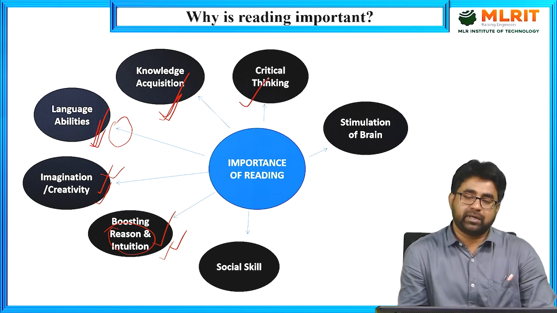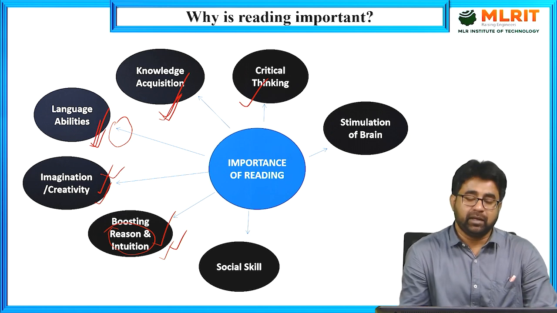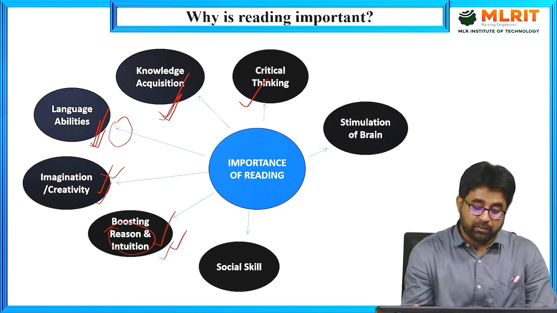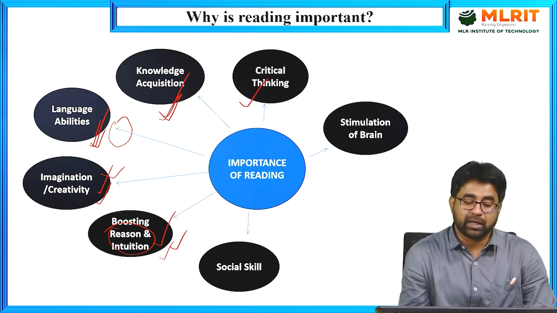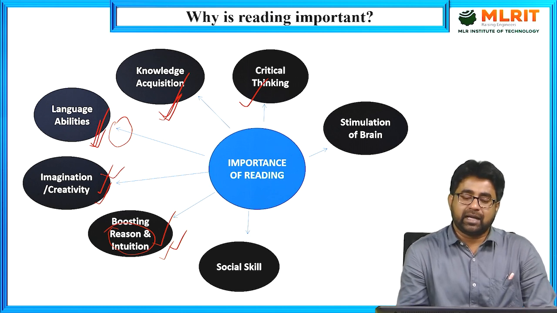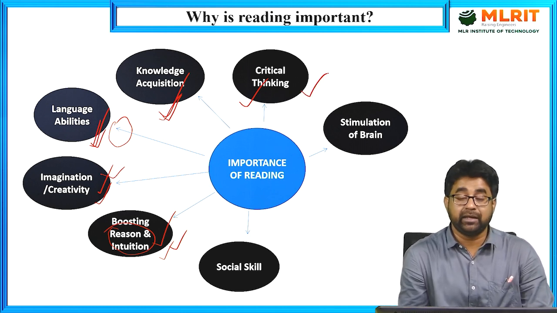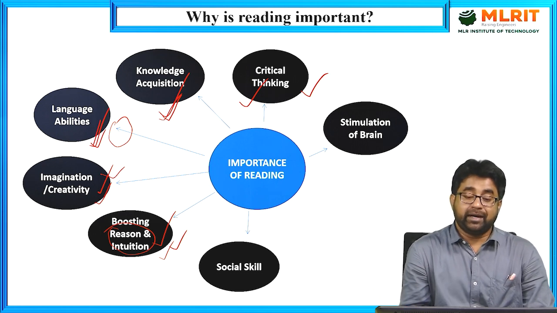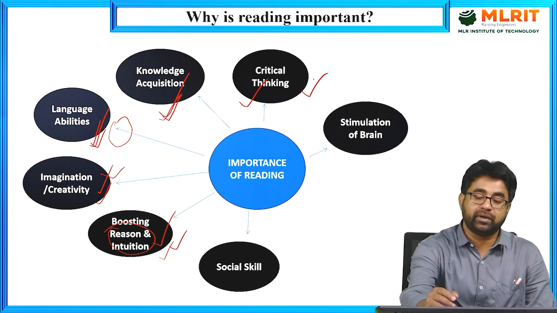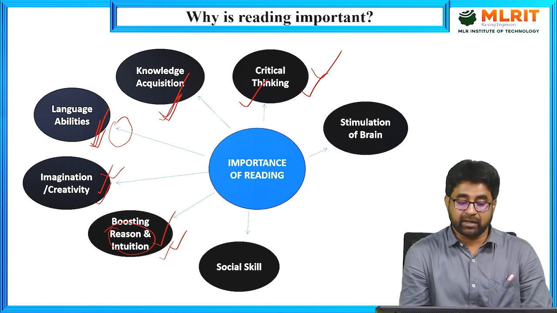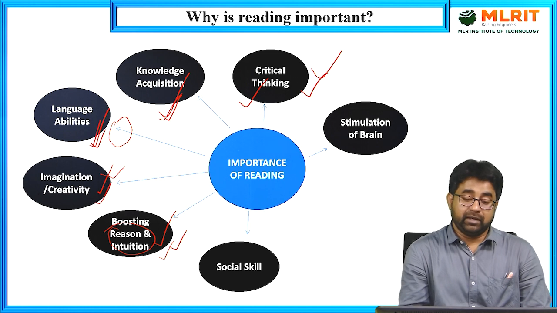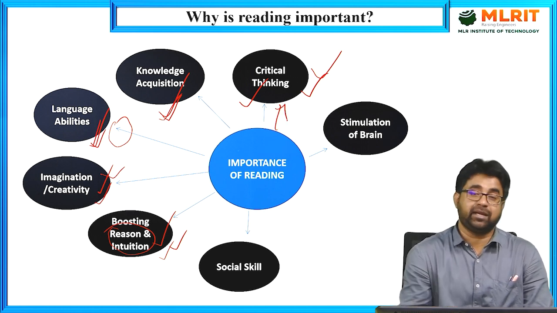Critical thinking is what? Critical thinking means when we look at something not only from the surface level, we also try to delve deep into that particular thing and analyze it in more detail. That is called critical thinking. For that purpose also we need reading, because reading only will give us the base for critical thinking. If we don't read, it's very difficult for us to get engaged in critical thinking. So that is another important thing, the importance of reading. It helps us to think critically.